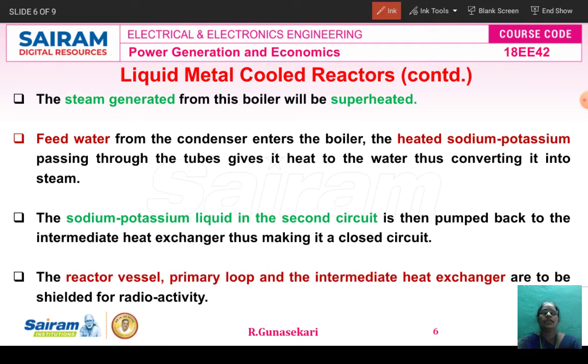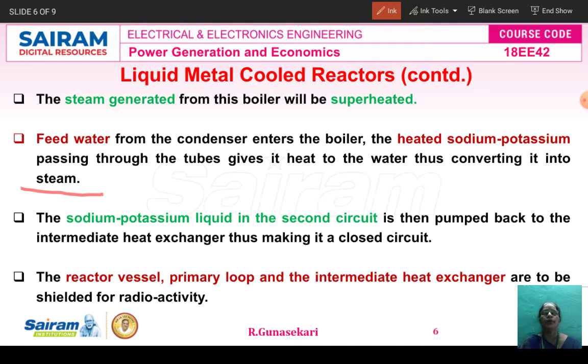Now the steam is generated from the boiler and it will be superheated. The feed water from the condenser enters the boiler, which is heated by sodium potassium passed through the tubes, which gives heat to the water, which converts into steam. This is the operation of the steam conversion.